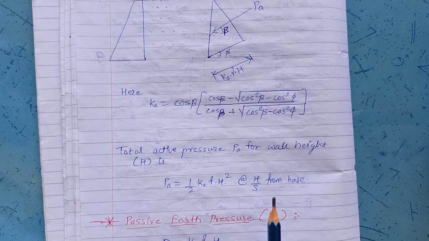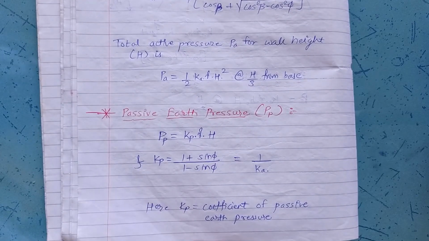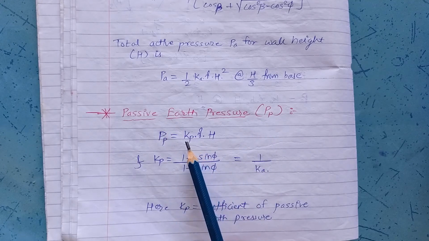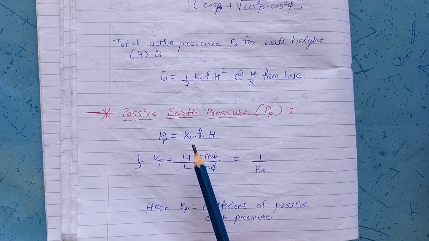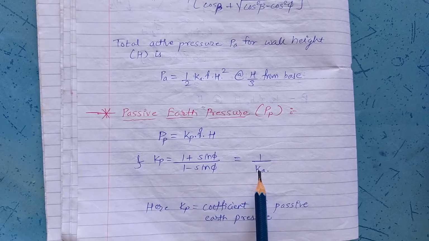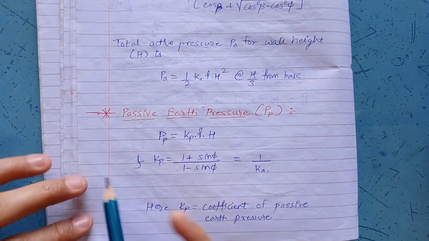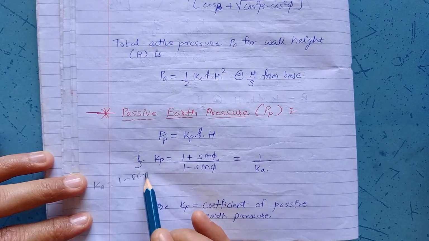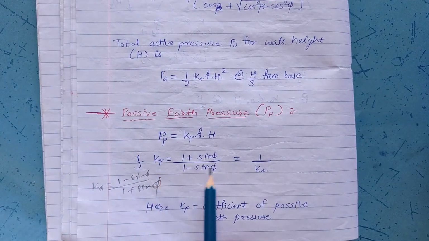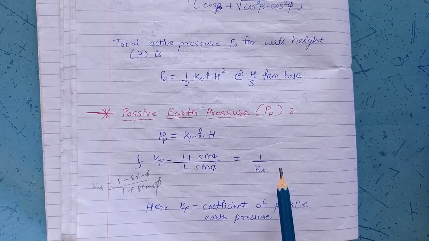Now these were the 5 cases that we have seen. Now let us move towards the passive earth pressure Pp. Pp is nothing but Kp into gamma into H. Kp is the coefficient of passive earth pressure. It is calculated by the formula 1 plus sin phi divided by 1 minus sin phi, or you can say the reciprocal of Ka. The equation for Ka is 1 minus sin phi divided by 1 plus sin phi, whereas the equation for Kp is 1 plus sin phi divided by 1 minus sin phi, or you can take the reciprocal of Ka, where Kp is the coefficient of passive earth pressure.